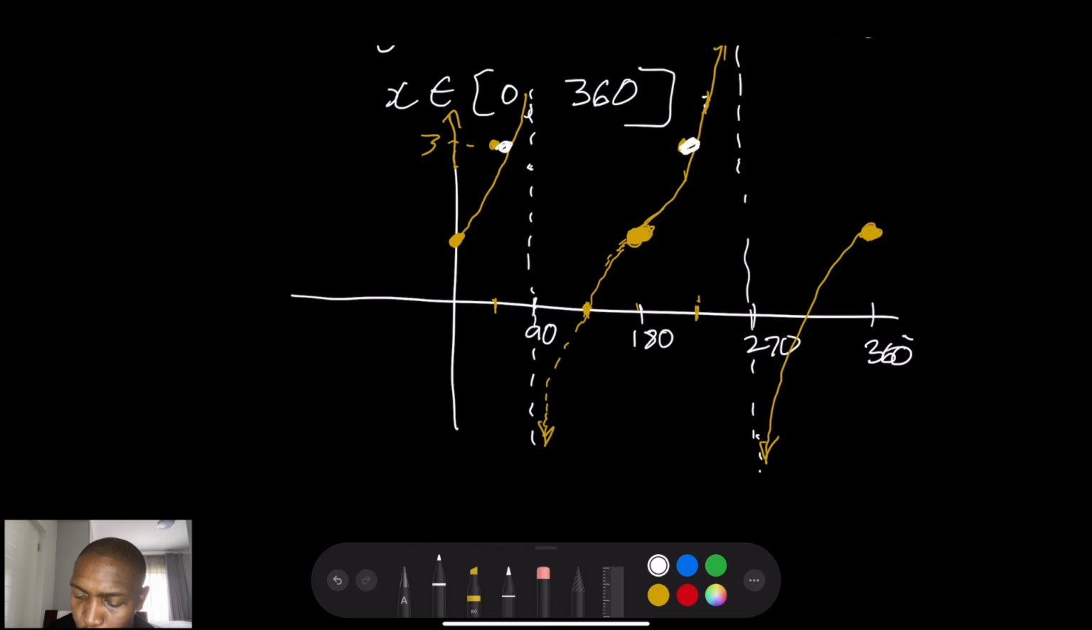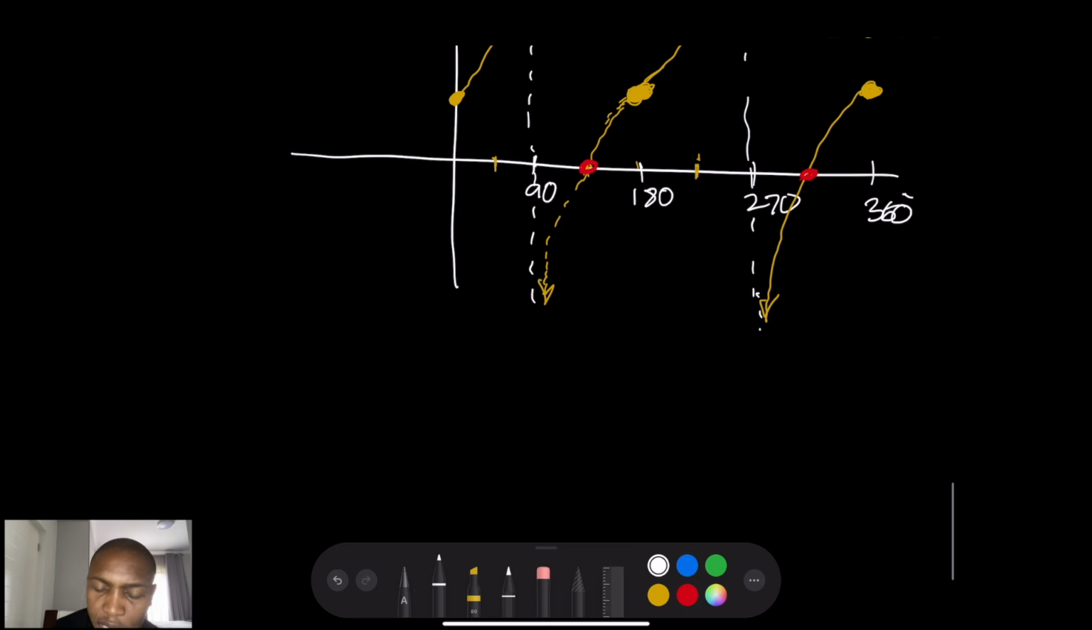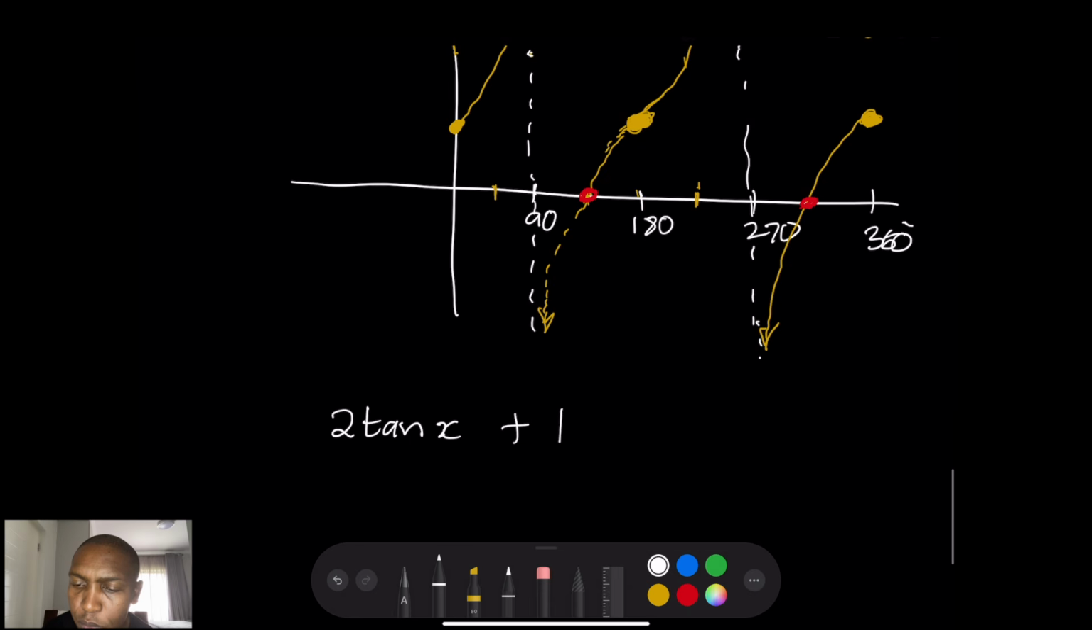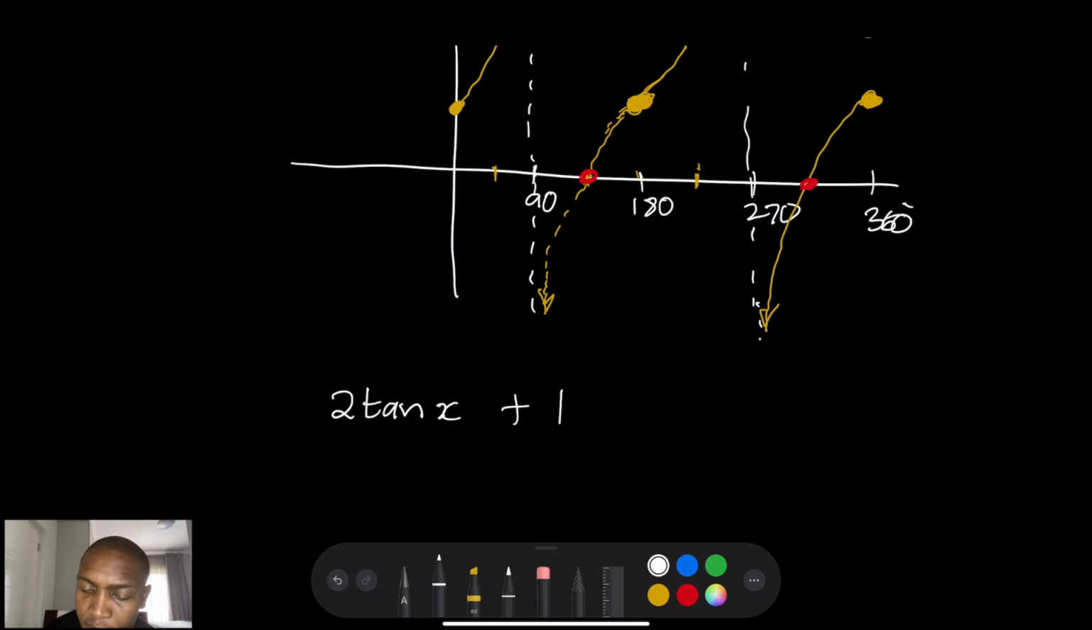Now, suppose they asked us about these values here. I want to show you where what we've been doing comes in. They want to find out what are these values where this graph becomes 0. So you can take your equation. We said that's 2 tan x plus 1. So where is y, rather, 0? Where y is equal to 0.